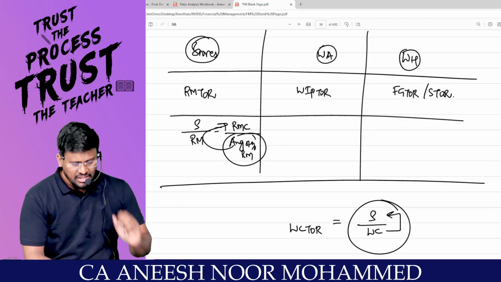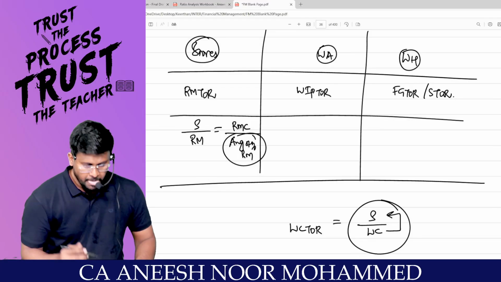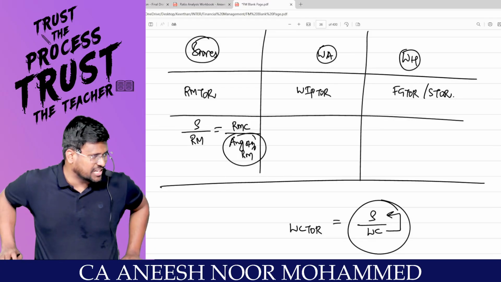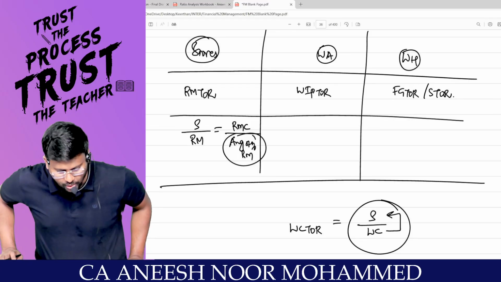With this resource, how many times have I consumed the raw material? If the performance is good, it will show multiples like 5 times, 10 times, 12 times, 13 times. Are you really with me?